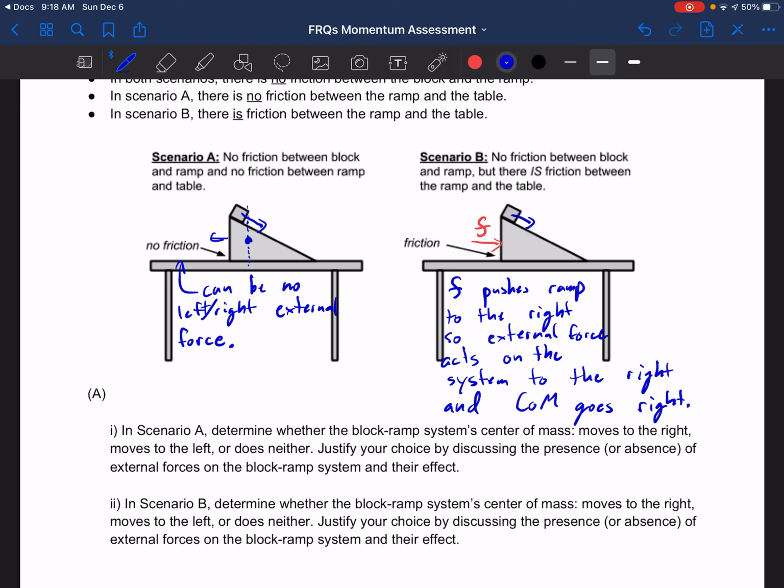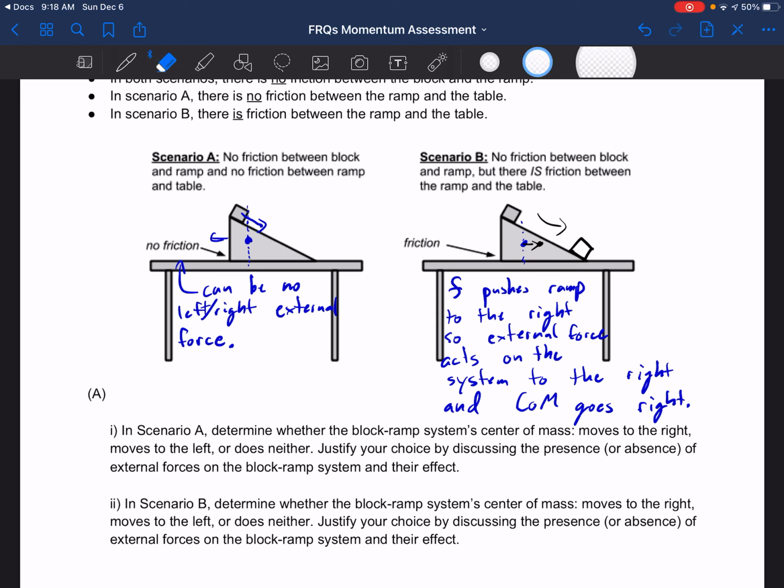And it's easy to see why the center of mass will move to the right, because if you think about it, if the center of mass is like here to begin with, and the block ends up down here, well, there's clearly more of the system's mass to the right of that point now. So the center of mass point is going to be further over that way, assuming the ramp doesn't move. Or maybe it does move, but it won't move as much as it did in this situation because of the friction force that can act on it to the right.